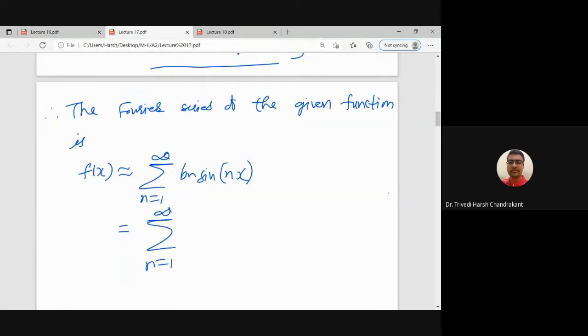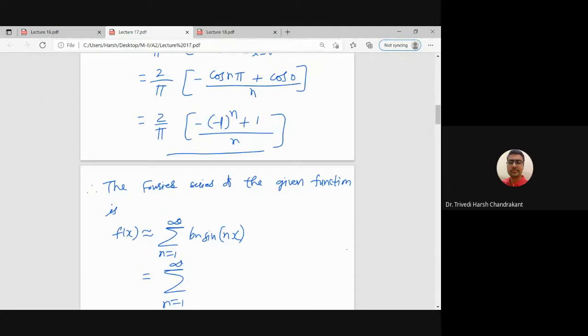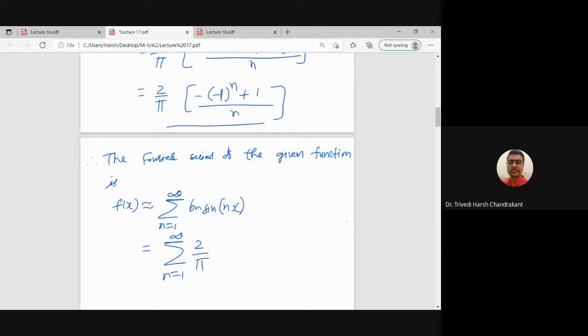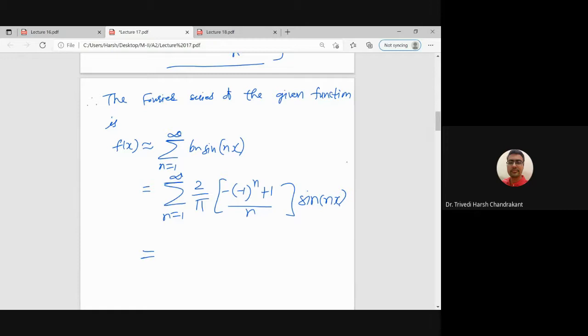So now we will substitute the bn value, and bn turns out to be 2 divided by pi times (minus (-1) power n plus 1) divided by n, times sine nx. So we can expand this term by term also. This is a constant term, we can take it outside. The remaining term is the summation of this times sine nx. So for n equals 1, this will be minus minus plus 1 plus 1, so we get 2 divided by 1 times sine x.